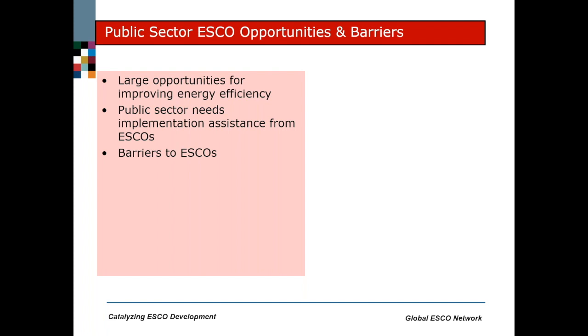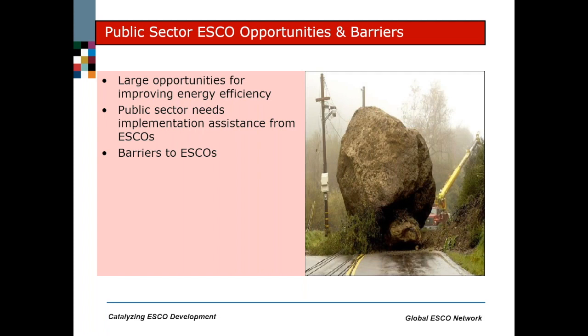But as we know, working in the public sector presents many barriers to ESCOs. So the road to ESCO success is not simple. It faces many barriers. I'll list just some of them. Public procurement regulations sometimes make it very difficult for ESCOs to function because quite often they require the selection of the least cost provider, not necessarily the best value provider.